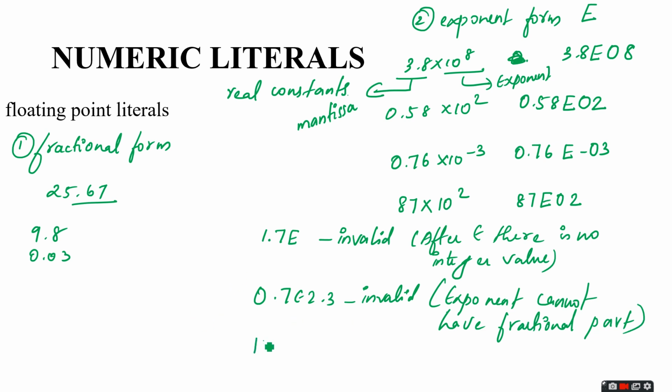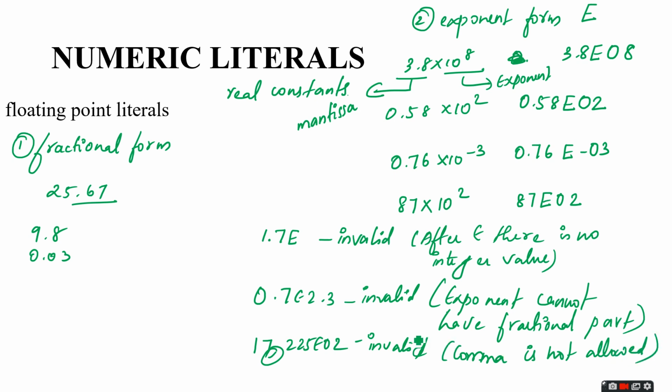Next, 17,225E02. This is also invalid because while we are writing exponent form, there is no comma in Python. If you are writing a number, we should not use a comma. So it is invalid because a comma is not allowed in Python.